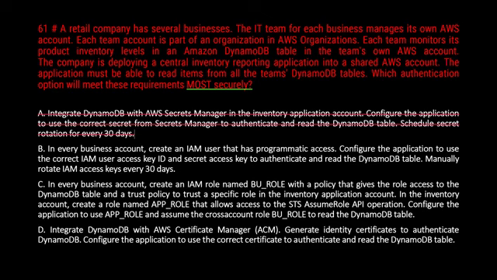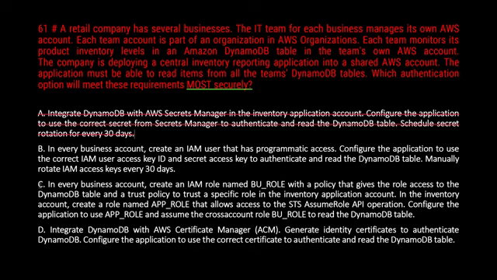Then you have the Security Token Service as well. The use of the security token service, STS, which is called the AssumeRole API operation, in the inventory application account allows the application to assume the cross account role in each business account. Okay, so that all takes us to option C.